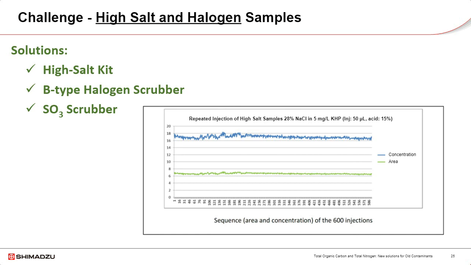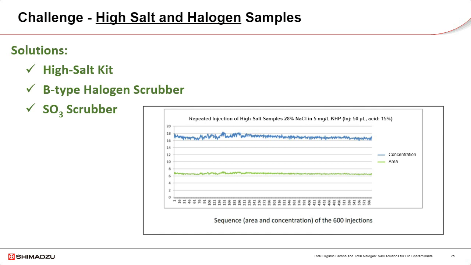So what does this really all mean? Well, it means that labs that routinely run these types of samples can utilize these three options: the high salt kit, the B-type halogen scrubber, and possibly the SO3 scrubber, or a combination of these three to significantly increase the number of samples you can run before you need to perform maintenance.